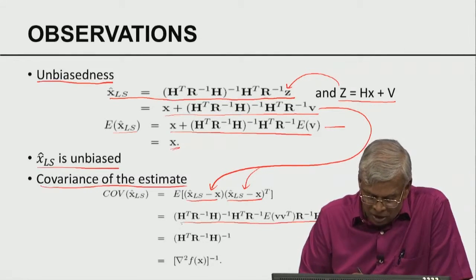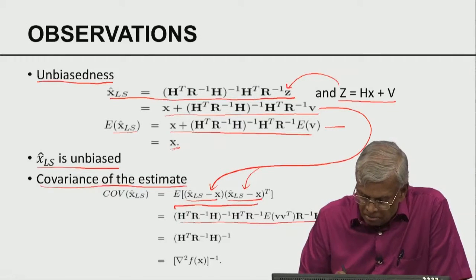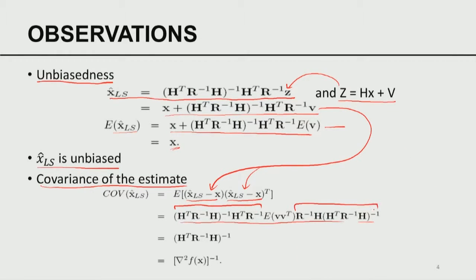Now look at this. This term is not random, this term is not random. This term consists of the covariance of the noise vector, and we all know the covariance of the noise vector is R. This R will get cancelled with one R inverse. Once it gets cancelled with the R inverse, the other term also gets cancelled, leaving behind (H transpose R inverse H) inverse. That is the expression for the covariance of the least square estimate.